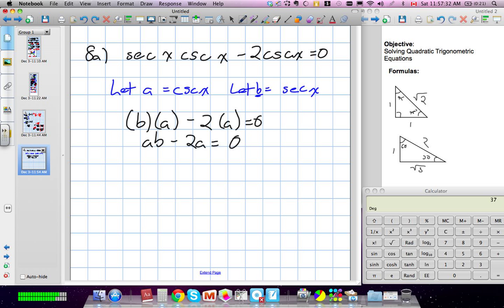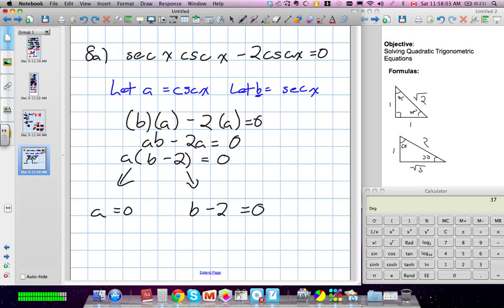Looking at that, it's very easy to see I can factor a out. a times (b minus 2) equals 0. Now I technically have two numbers multiplied by each other. So I can split this, because we have to multiply to get 0: a equals 0 or b minus 2 equals 0.